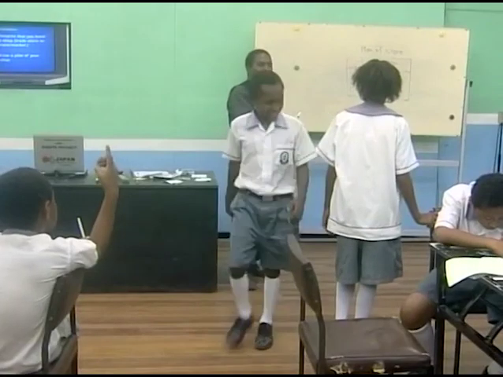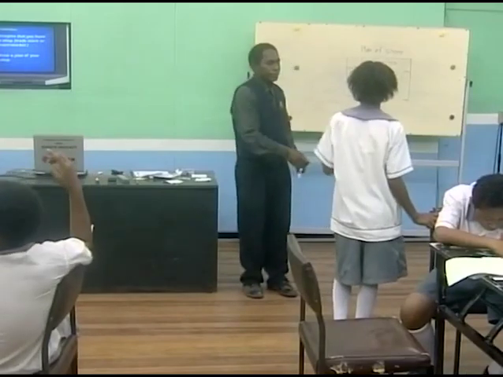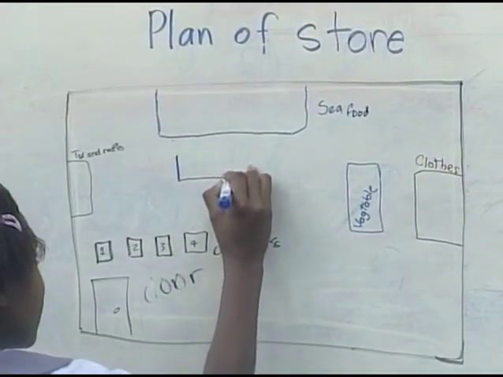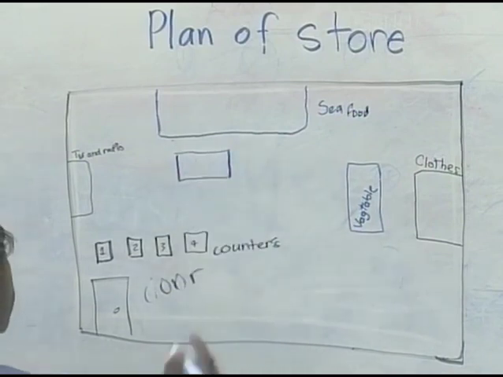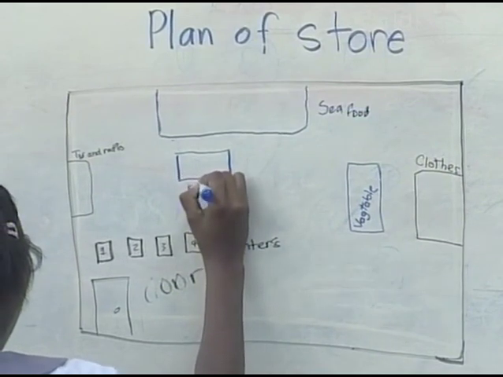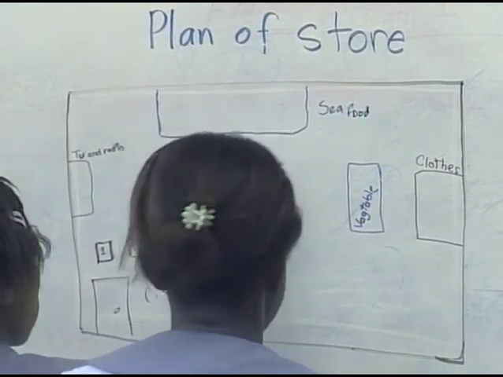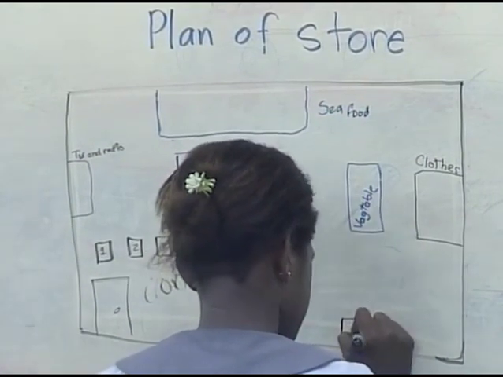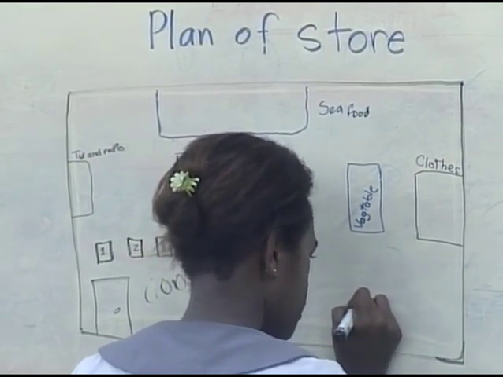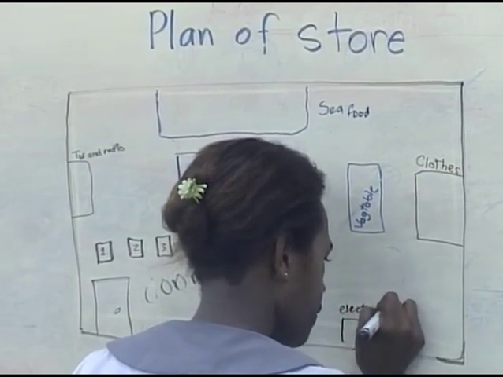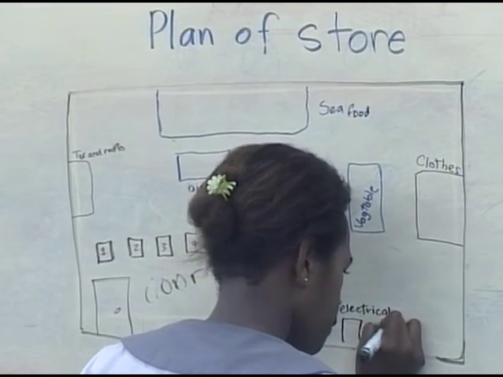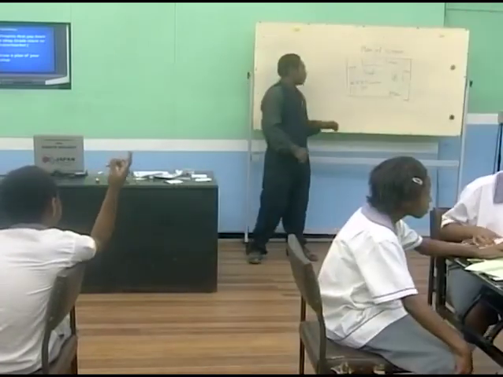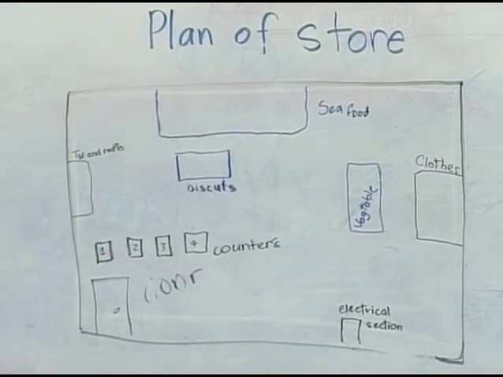TV and radio. Okay, TV and radio also sold in the store there. We have TV and radios. Seafood, the counters there, the door, clothes. We've got a section where we sell biscuits also, yes, in the store. Different types of biscuits sold in the store. And of course, the electrical section of the store. Okay, good. That's what we have there.